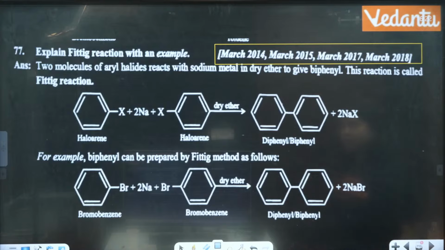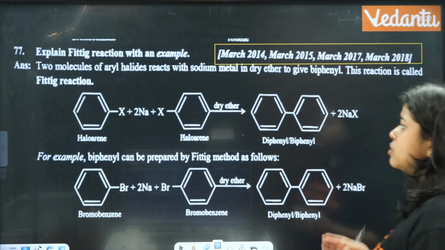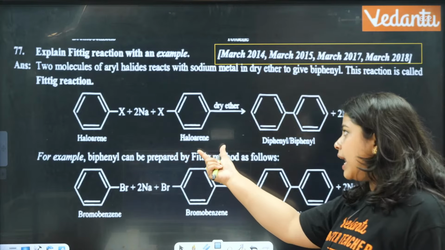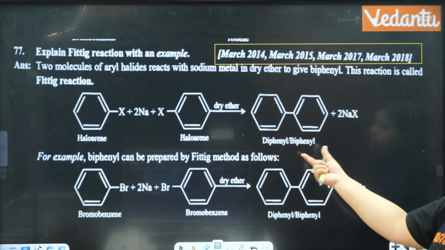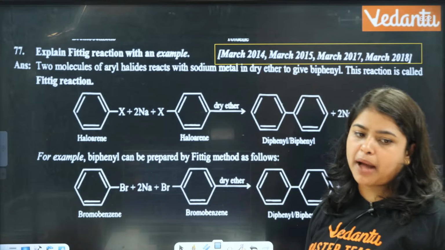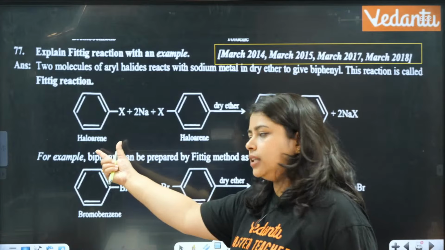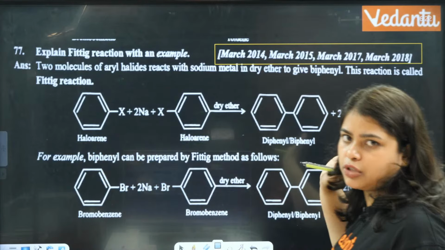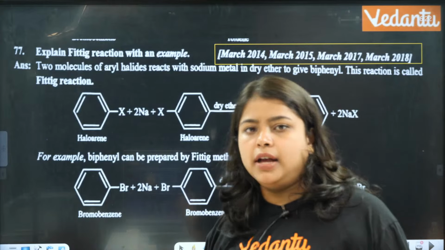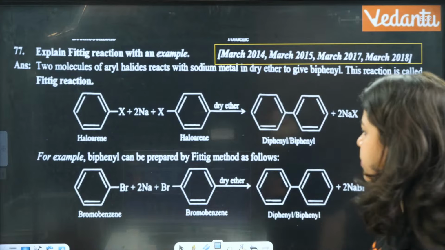So that is haloarene in the presence of 2Na, in dry ether, that is going to be diphenyl or biphenyl. Means whichever reactant we have taken, depending on that the product is going to form. If you have taken a di, you are going to get a di. If you take a bi, then you are going to get a bi. Clear?